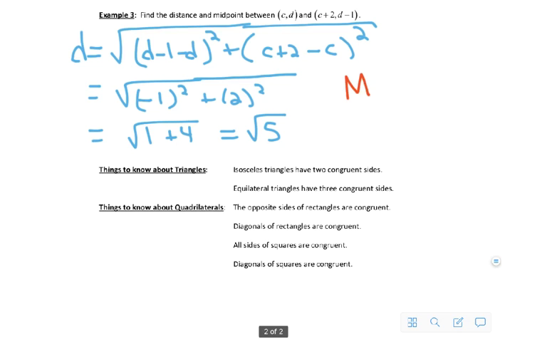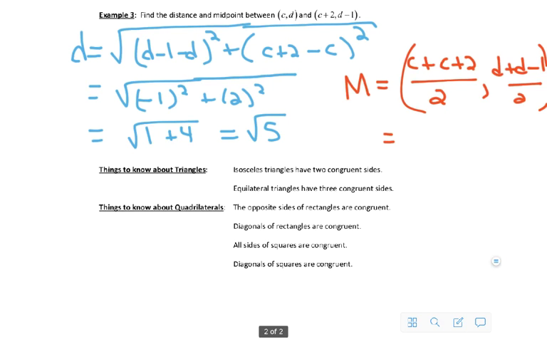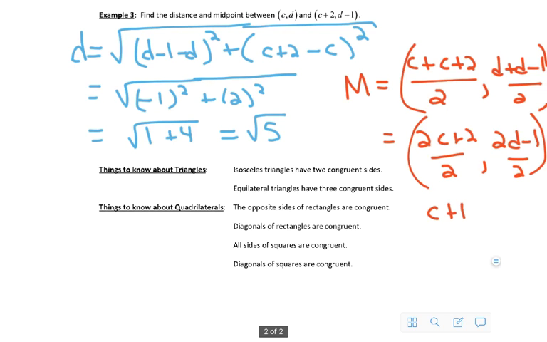For the midpoint, it's going to be add the x's, divide by 2, and add the y's and divide by 2. So I'm going to get (2c plus 2) over 2 and (2d minus 1) over 2. The first fraction actually does simplify. It simplifies into c plus 1. The second one simplifies into d minus a half, and that would be the coordinates of the midpoint.